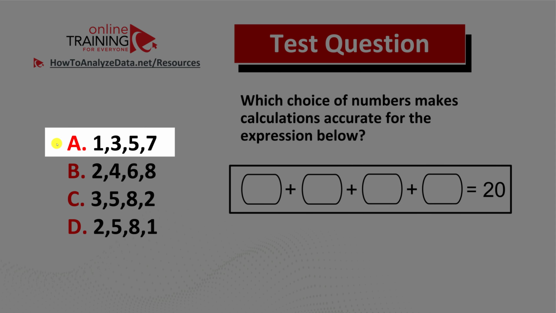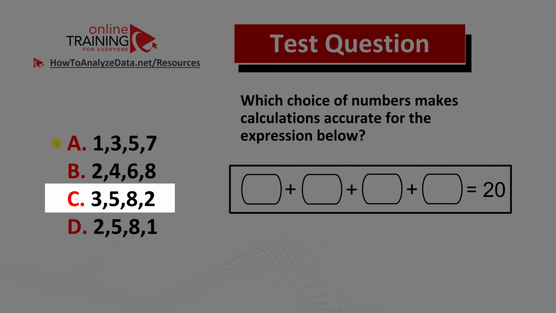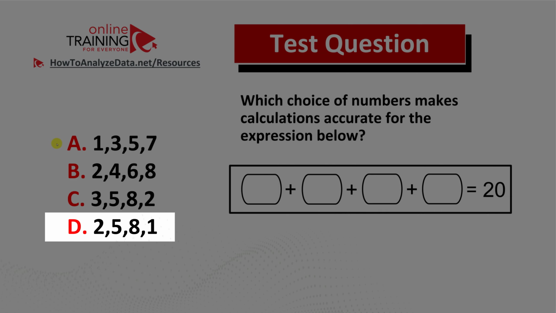Choice A, 1, 3, 5, 7. Choice B, 2, 4, 6, 8. Choice C, 3, 5, 8, 2. And choice D, 2, 5, 8, 1. Do you think you know the answer?